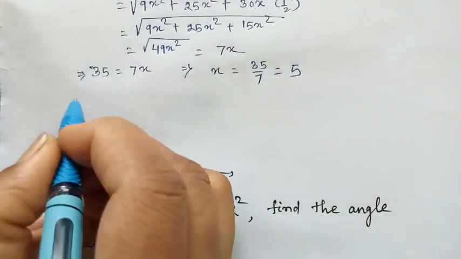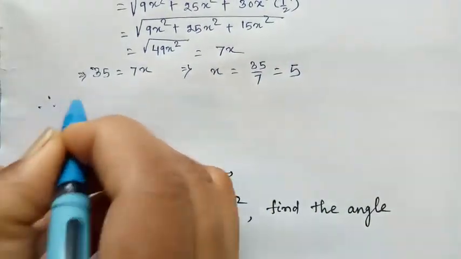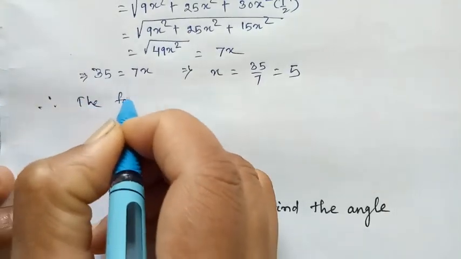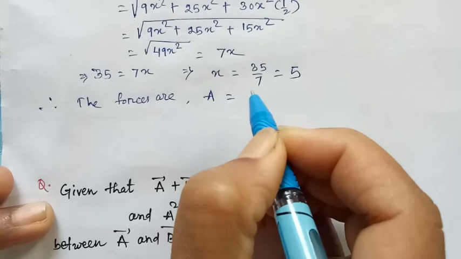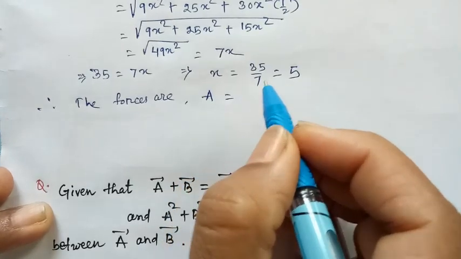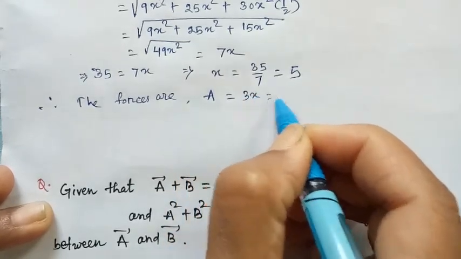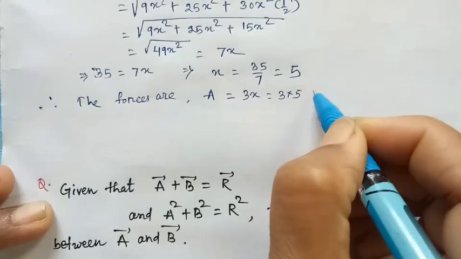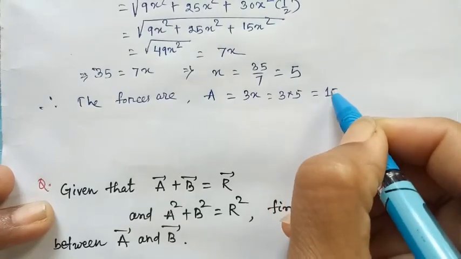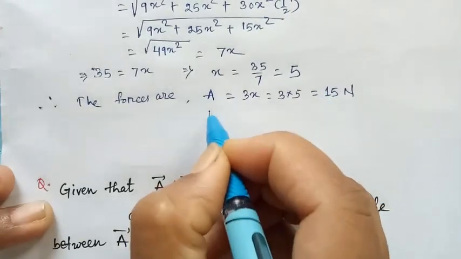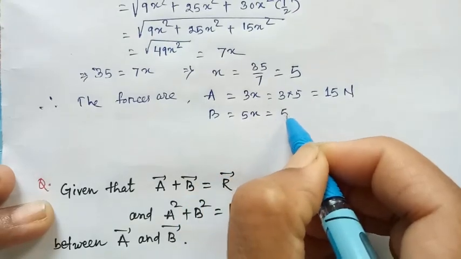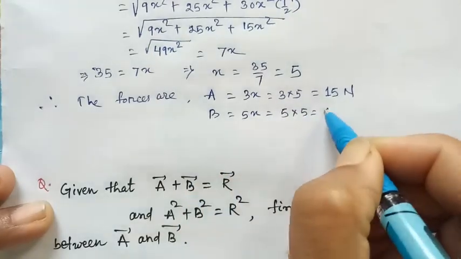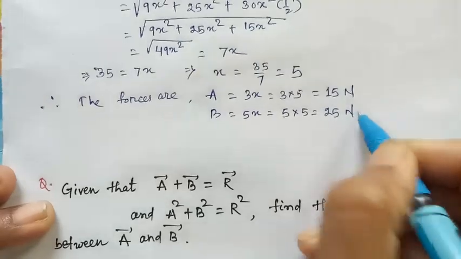Therefore the forces are: A is equal to 3x, that means 3 into 5 is equal to 15 Newton, and B is 5x, that means 5 into 5, 25 Newton.